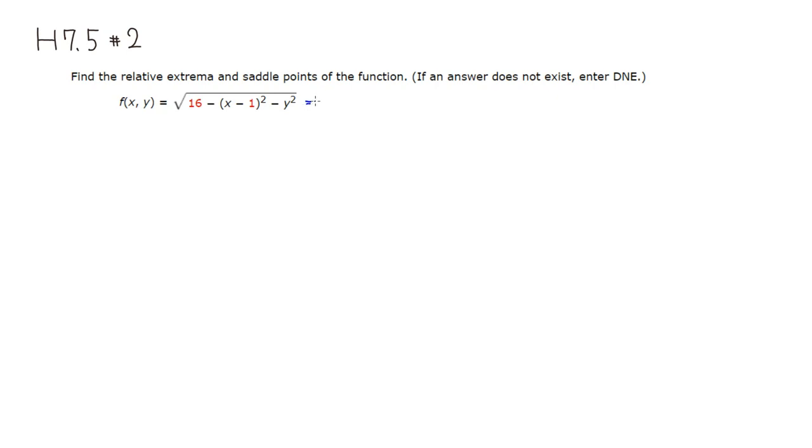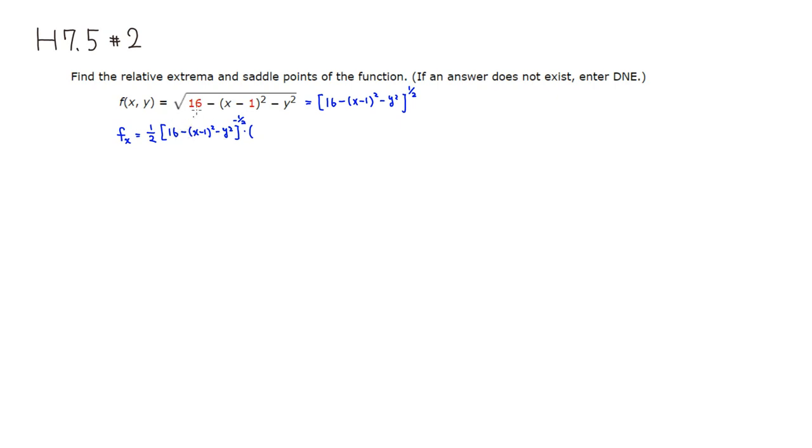I'm going to rewrite this as quantity 16 minus quantity x minus 1 squared minus y squared to the 1/2 power, because the square root is equivalent to the 1/2 power. So for the first partial with respect to x, put 1/2 in front and keep the inside expression as it is, 16 minus quantity x minus 1 squared minus y squared, and subtract 1 from the power, so it's a negative 1/2 power. Then we need to multiply by the partial derivative of the inside.